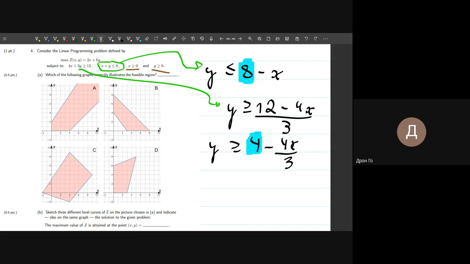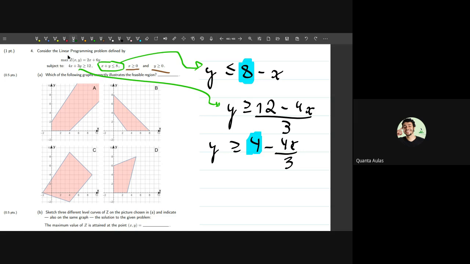Okay. So sketch 3 different level curves of Z on the picture chosen. Okay, 3 different level curves. Yeah, because here we have a 3-dimensional formula. So this, I suppose, no, I'm sure, this is like a curve or something. But this max is very strange to me in this situation.